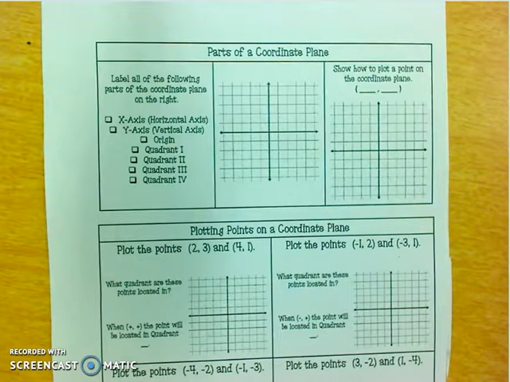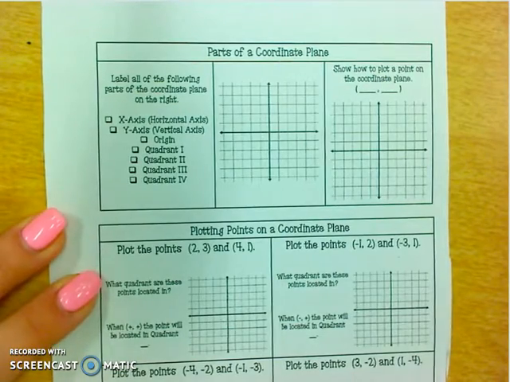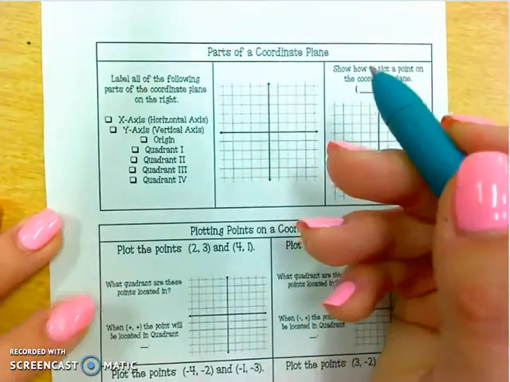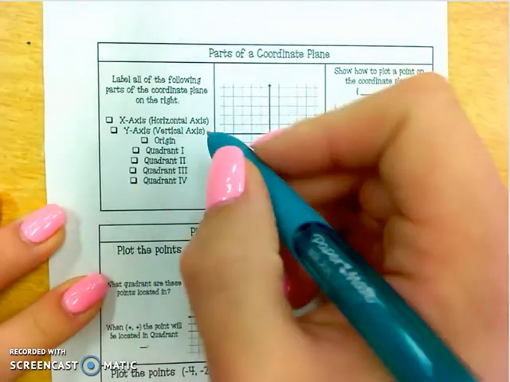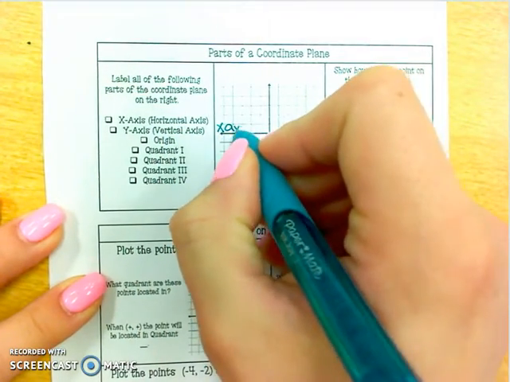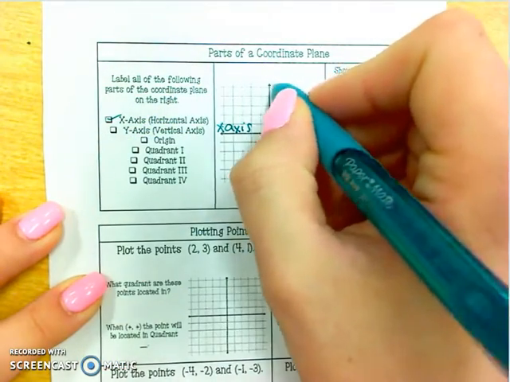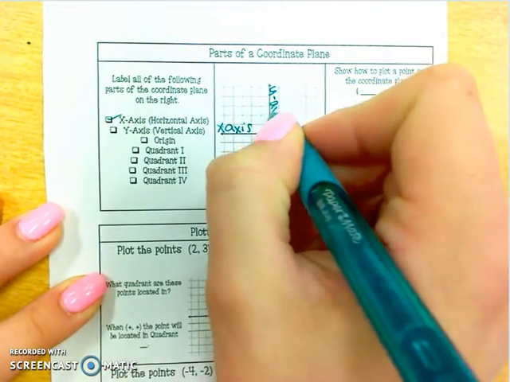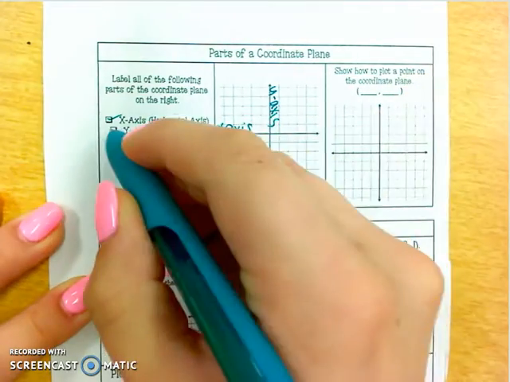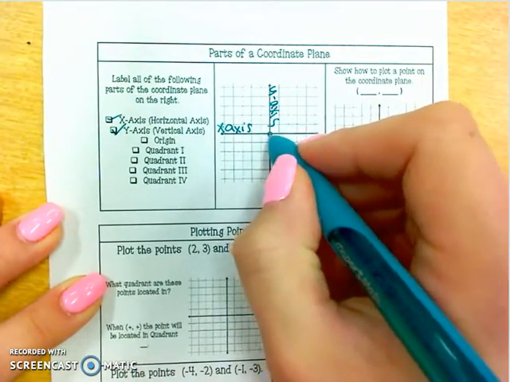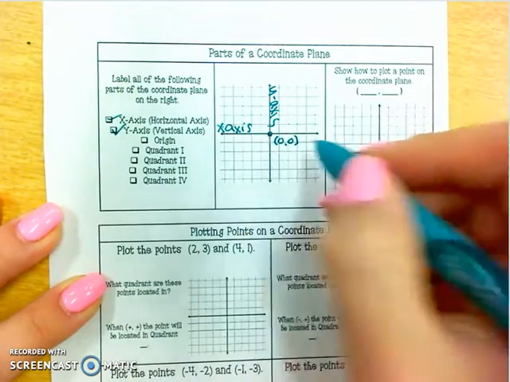This lesson goes with graphs and quantities. First thing we're going to do is analyze a graph, and we're going to look at the parts of that coordinate plane. We're going to label the x-axis. The x-axis is horizontal. We're going to label the y-axis. The y-axis is vertical. The origin is the point (0, 0).